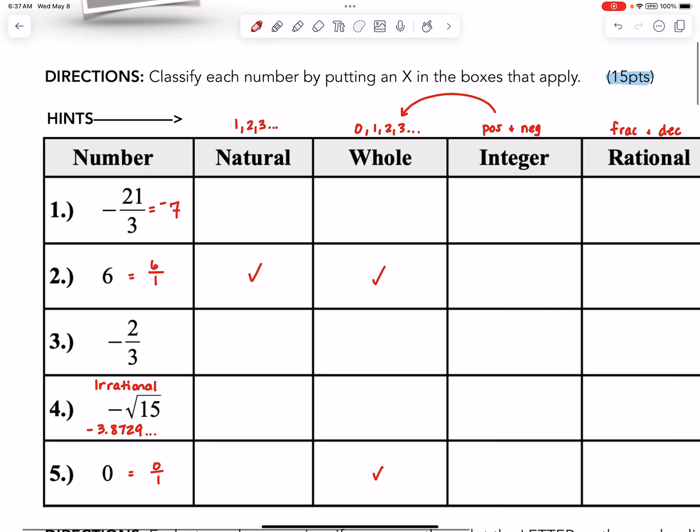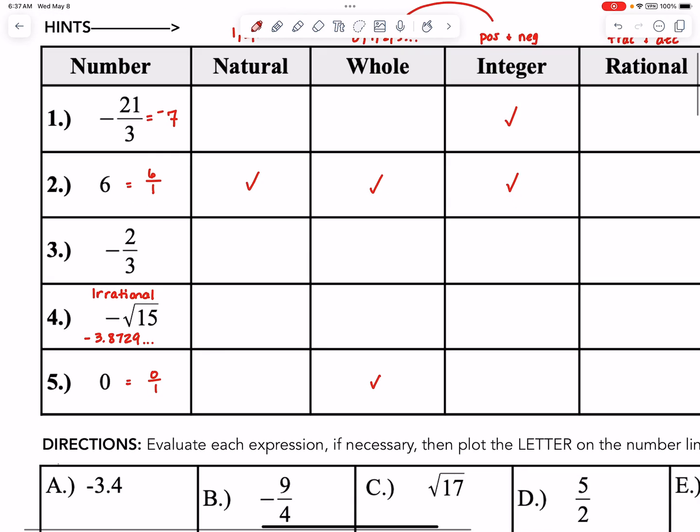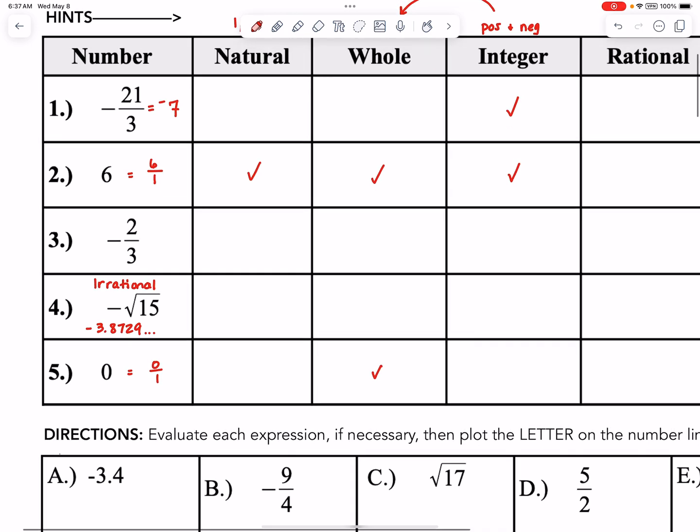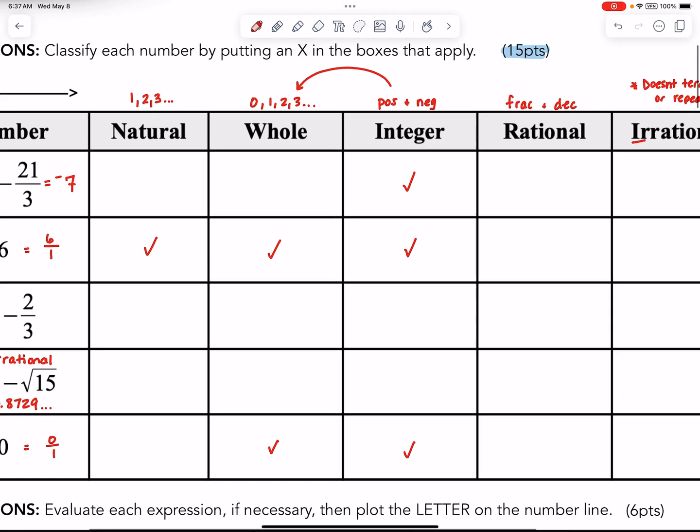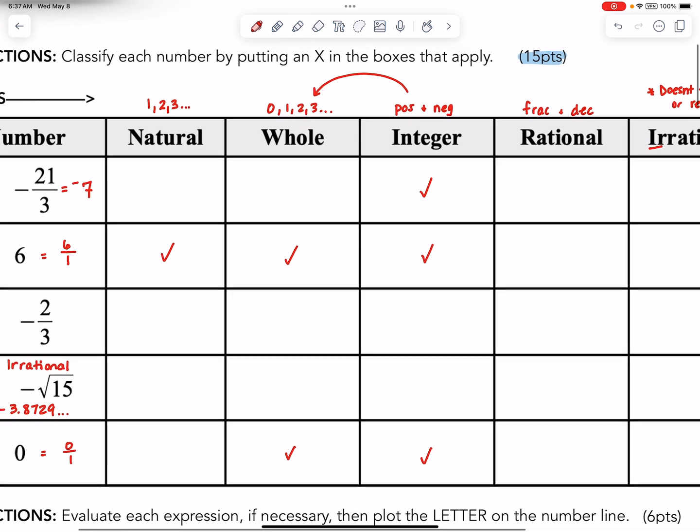Okay, now integers. Okay, if I say 0, 1, 2, 3, and it's negatives, will I say -7? Yes. Will I say 6? Yes. Will I say 2 thirds? No, not yet. I haven't learned fractions yet, right? Will I say that irrational number? Obviously not. Will I say 0? Yeah. Okay. All right. Now on to fractions and decimals.